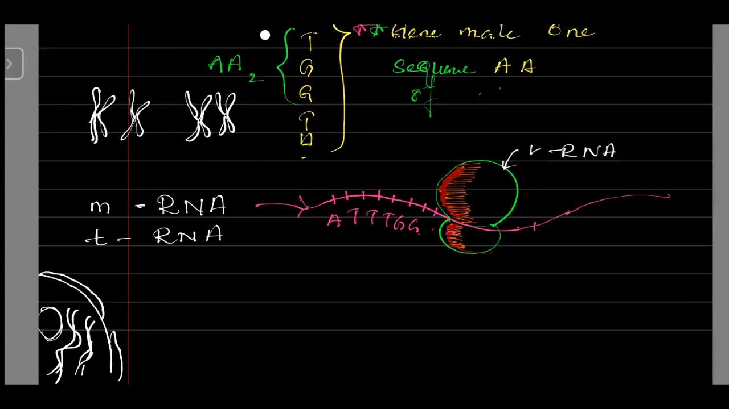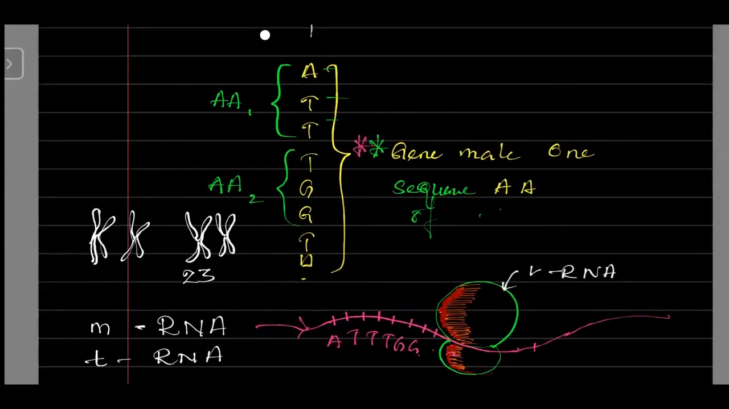How many pairs of chromosomes are there inside our body? Any volunteer? Are there chromosomes inside the nucleus of the cell in our body? 23 pairs. Yes, 23 pairs. Very good. That means altogether 46 chromosomes. Yes, 23 pairs of chromosomes, that is 46.